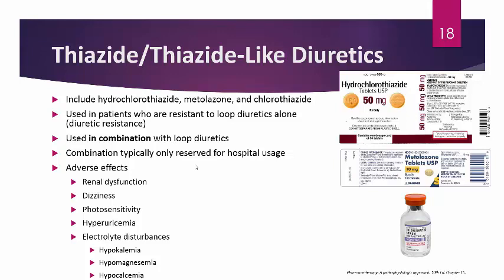In terms of adverse effects, you may see renal dysfunction, dizziness, photosensitivity, hyperuricemia, which may be problematic in patients who have gout, as well as electrolyte disturbances. So essentially, the adverse effects are very similar to those that you see with the loop diuretics, other than the hyperuricemia piece, which you see commonly more with thiazide and thiazide-like diuretics.